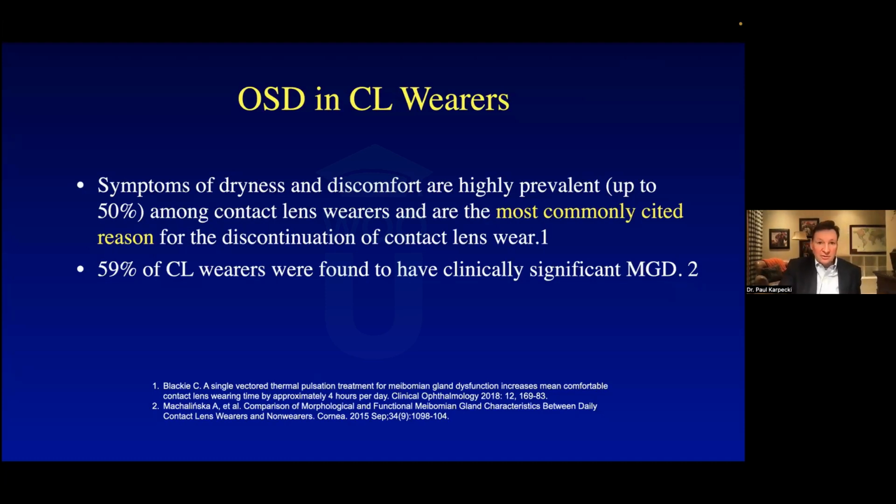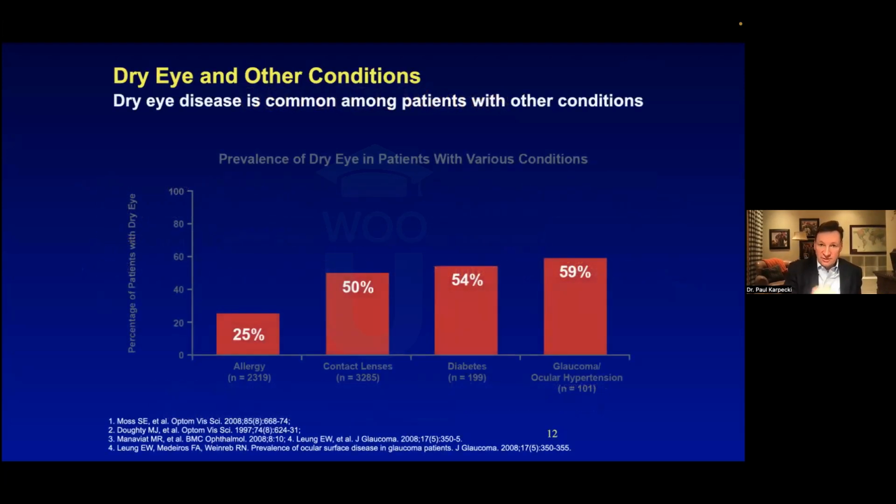And look at the impact on contact lens wearers. We go one step further, which is just number of conditions. Contact lens wearers, 50%. Remember that number. Patients with diabetes, 54% of them have clinically significant dry eye disease. And glaucoma patients, mainly because of prostaglandin analogs or preservatives, have dry eye, 59, almost 60%. What's really interesting is there's a study by Macon that showed that 96% of patients on glaucoma medications had meibomian gland dysfunction.